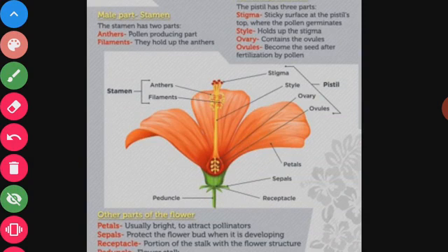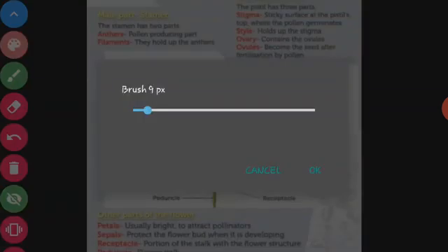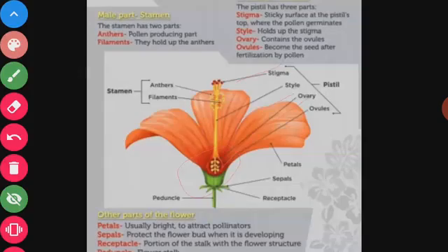A carpel is made up of three parts: stigma, style, and ovary. In the ovary there are also ovules. The stigma is the topmost part, in the middle there is the style, and at the bottom is the ovary. In the middle of the ovary, ovules are present.